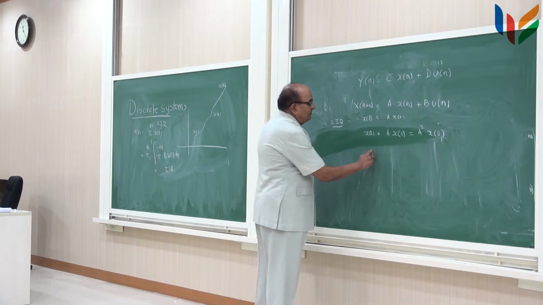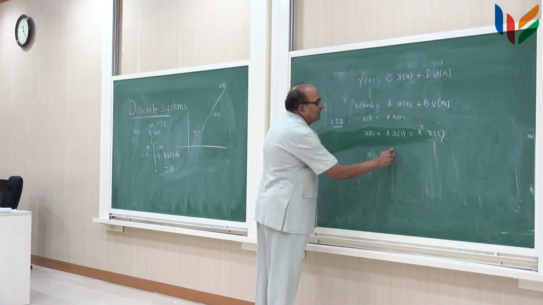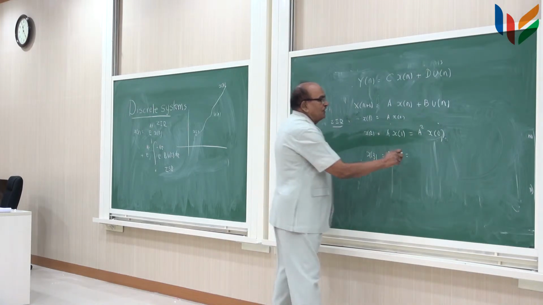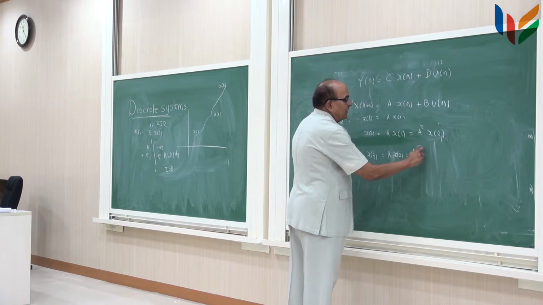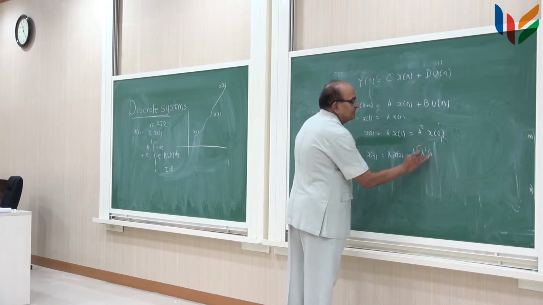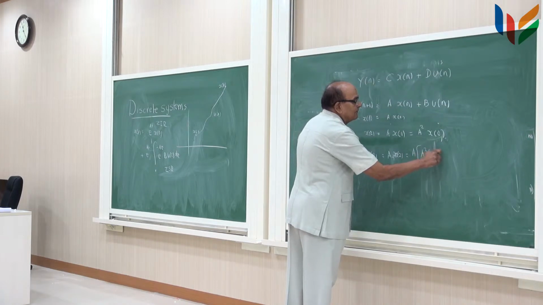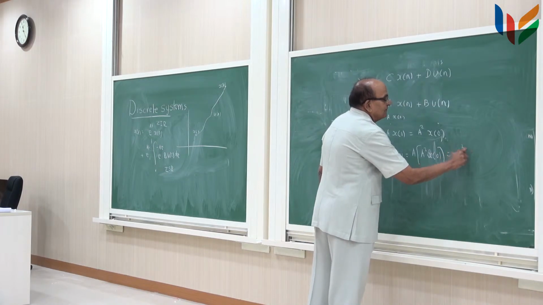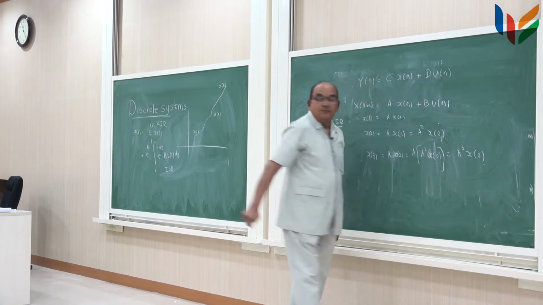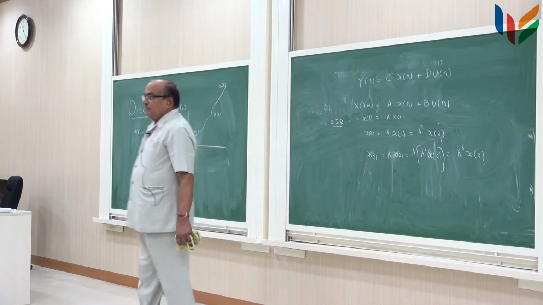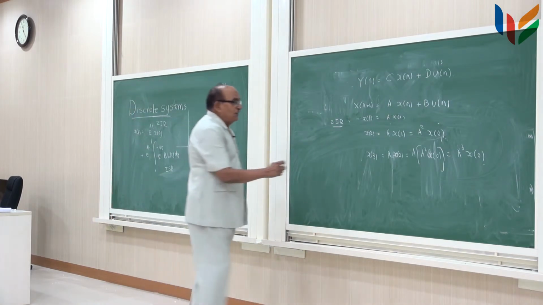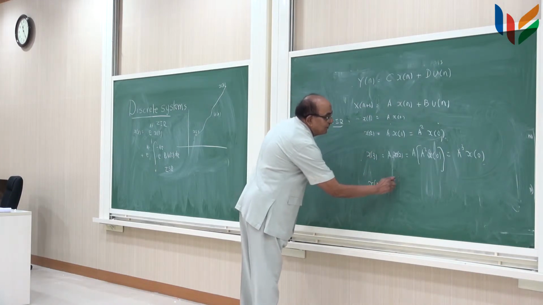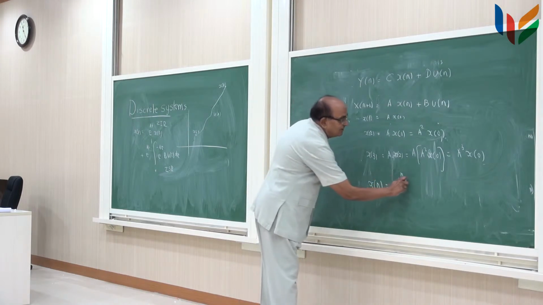What is x3 equal to? A times x2, which is equal to A times A square x0, which is A cube x0. So in general, x of n will be equal to A to the power of n x0.